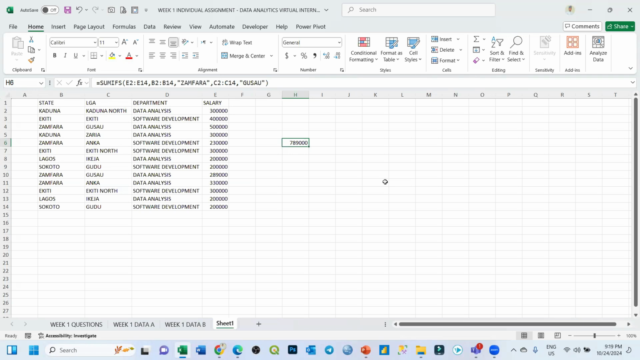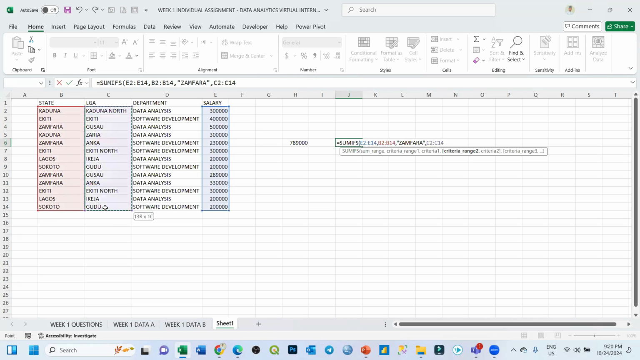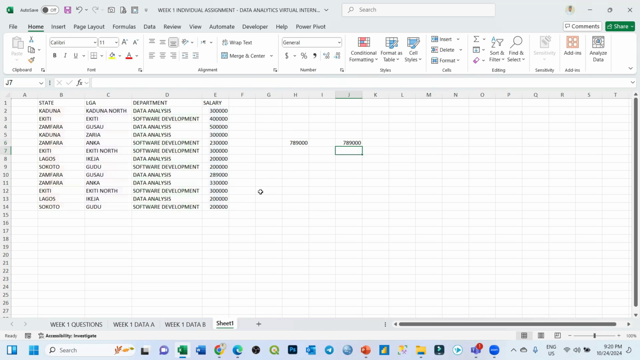That's SUMIFS. So let's say I give you an additional condition that they are working under the data analysis department. So we are going to say SUMIFS, then we highlight the sum range, that is the salary total. Comma. The first criteria is state. What are we looking for? Zamfara. Comma. The second criteria is LGA. What are we looking for? Gusau. The third criteria range is department. What are we looking for? Data analysis. Then we close our bracket. When we press enter, it gives us this.